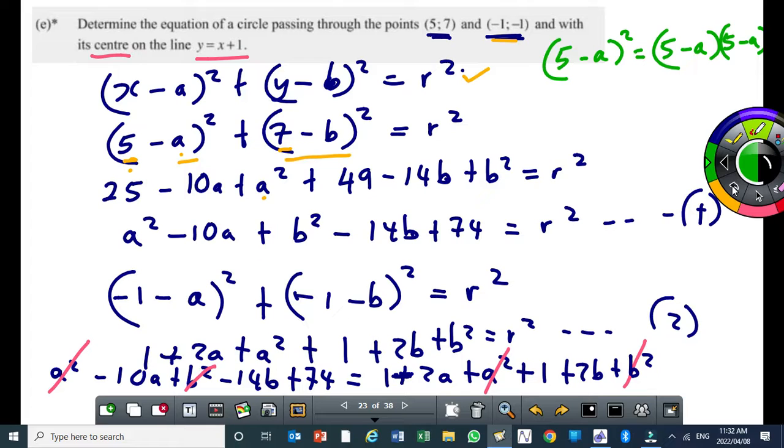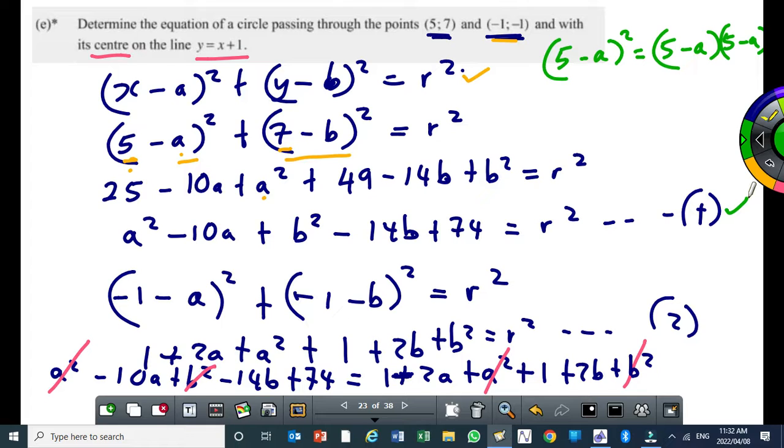Alright? So we are here now. Then we can simplify this equation and we can rearrange the terms. So we can end up having a squared minus 10a plus b squared minus 14b plus 74 equal to r squared. So we can call this equation 1. Then we need a second equation.